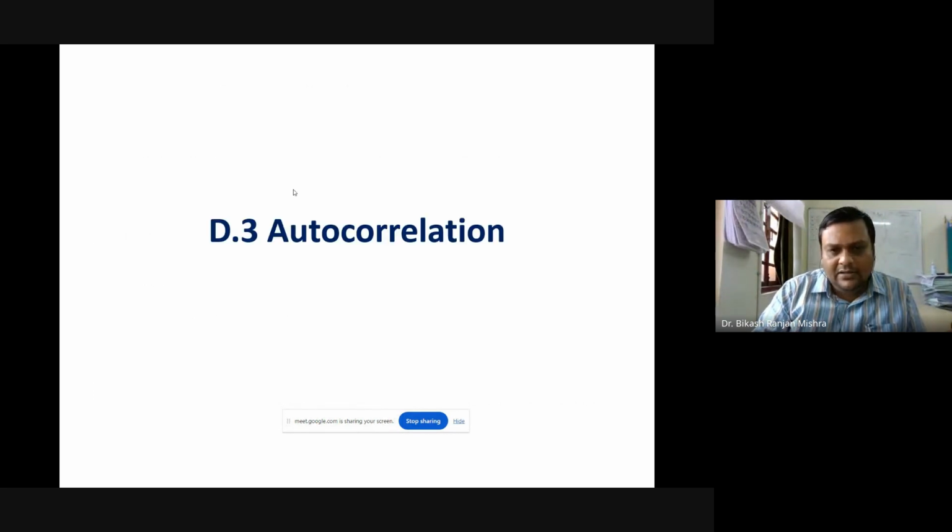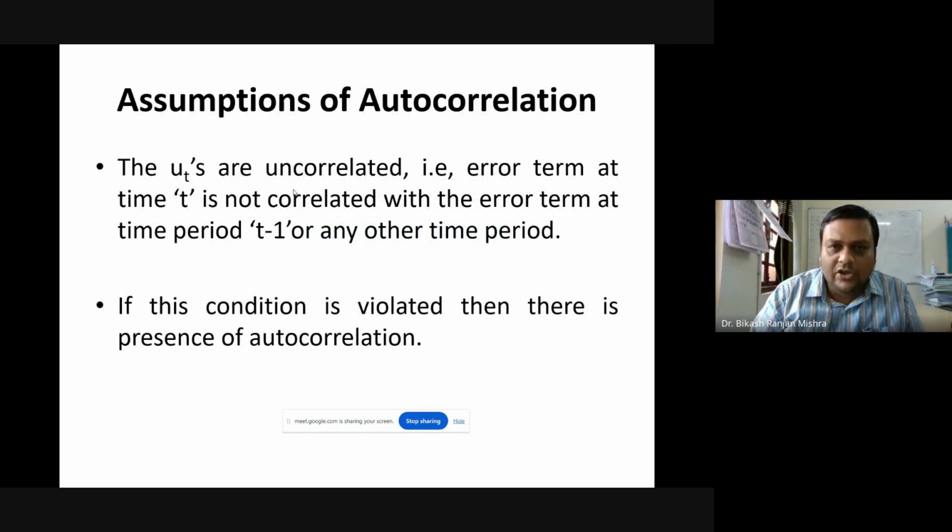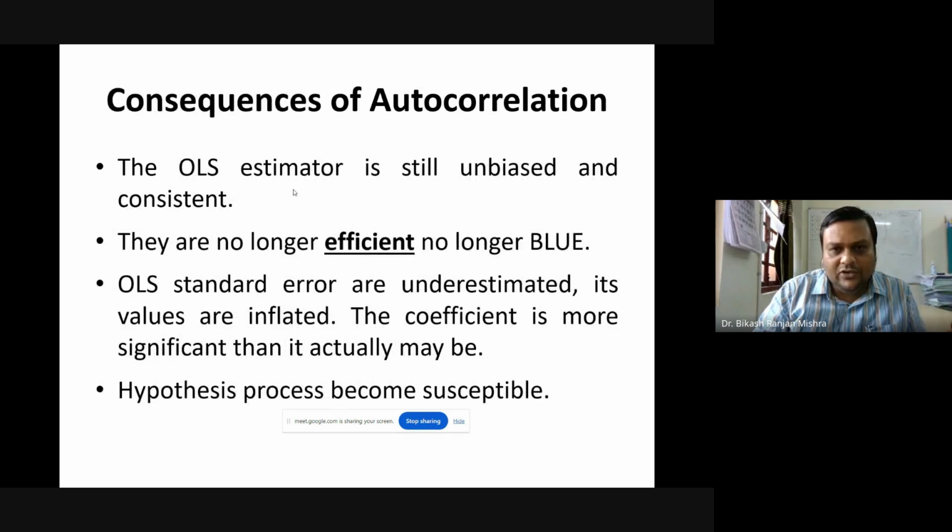Now, the third one is the autocorrelation problem. As I have told you, the error term will be related with the previous values of the error term. So what happens in the case of autocorrelation? The way heteroscedasticity affects the BLUE property, autocorrelation is going to affect the efficiency parameter of the BLUE property of OLS, and it is also a problematic situation. So we have to address the autocorrelation problem like the heteroscedasticity problem.